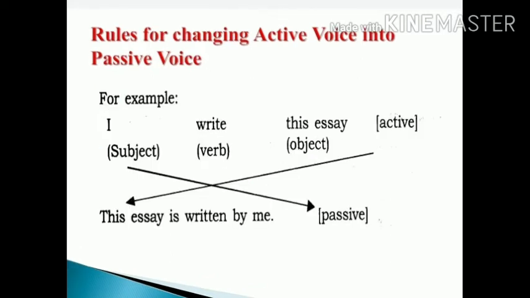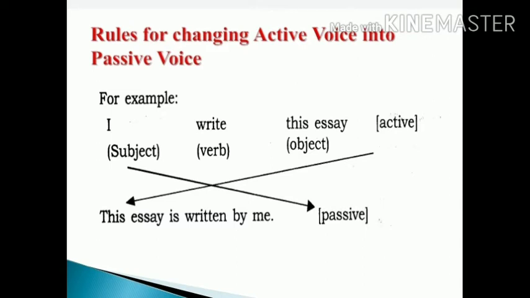Now these are the rules when you change the active voice into passive voice. Now students, watch this slide carefully. Here is a sentence that is in active voice and the second sentence is in the passive voice. The first sentence is I write this letter. In this, I is the subject, write is the verb, and this essay is the object. This sentence is in the active voice. So when we change this active voice into passive voice, this essay, that is the object, becomes the subject, meaning this essay is written by me.